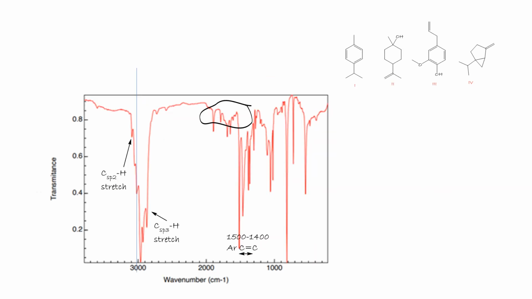For the last one, here we have carbon hydrogen stretches. We have overtone for aromatic. We have here aromatic carbon double bond carbon, multiple peaks. Well, that's number 1. So we have assigned all the spectra, and we can use the infrared to differentiate between these structures.